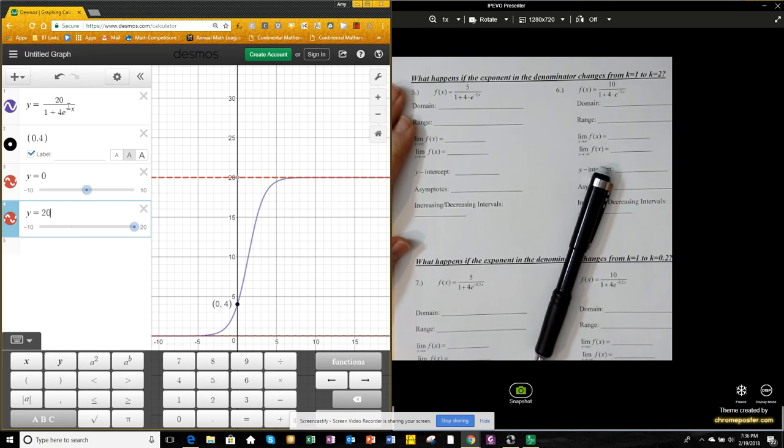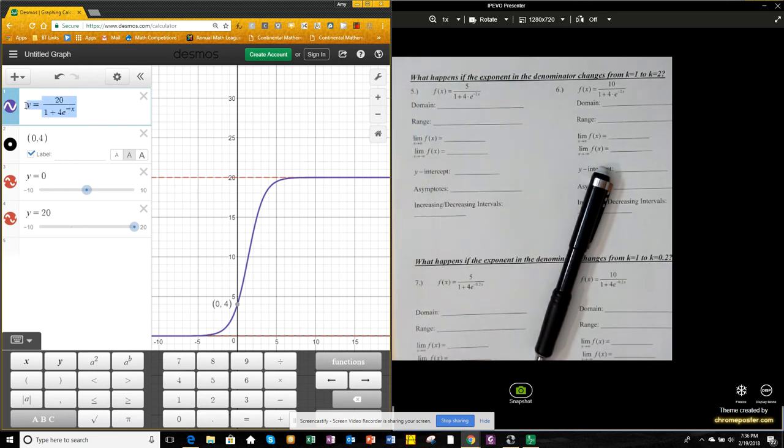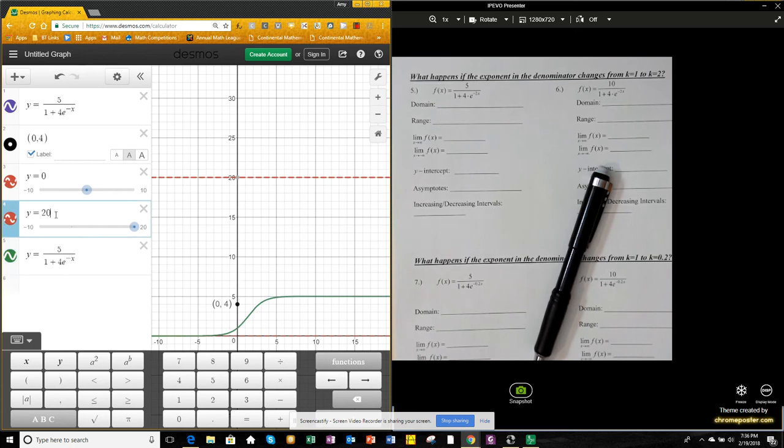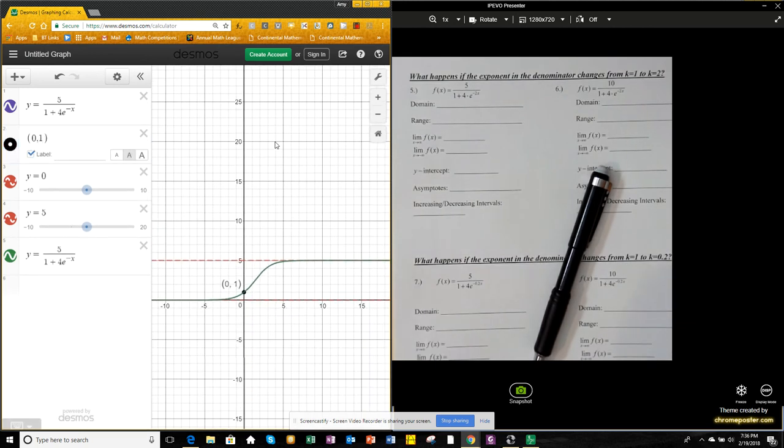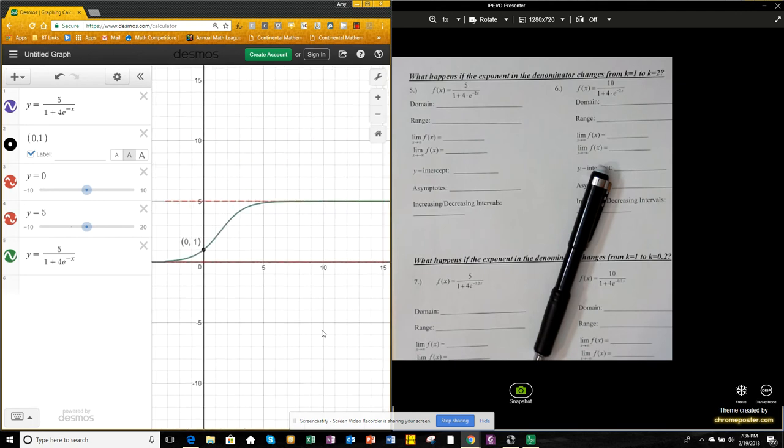Let's see what happens. I'm going to copy this. I'll leave it on there. Control C, Control V. Okay. And I'm going to change this up here. We're going to make this one 5, and this one 5, just so we have the same situation here. And we're going to change our asymptotes now to 5. And our y-intercept would be 0, 1, like it was before. And I'm going to make our screen look like this a little bit.